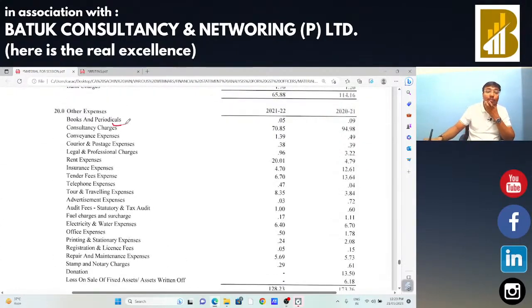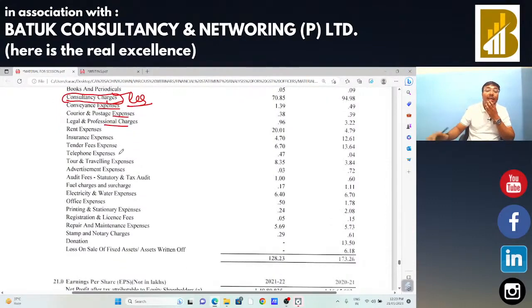Expenditures are also there: books and periodicals, consultancy charges. For consultancy charges we are going to check that no legal expenditure is there. Conveyance expense, courier and postage, legal professional. कई बार क्या करते हैं, conveyance expense के अंदर freight को डाल देते हैं. So we are going to check the conveyance expense also, that no freight entry has been posted in that conveyance expense.